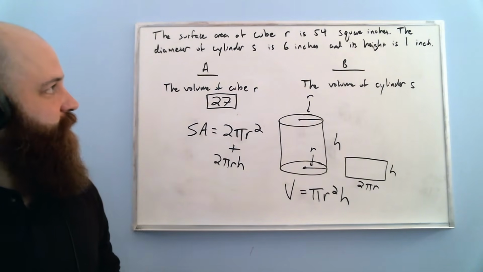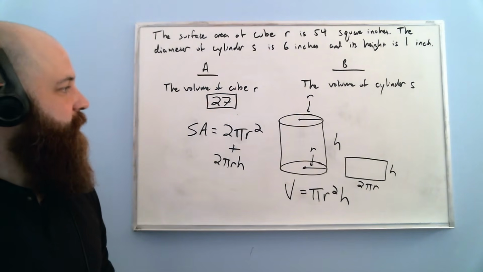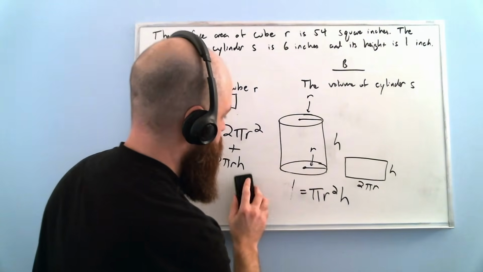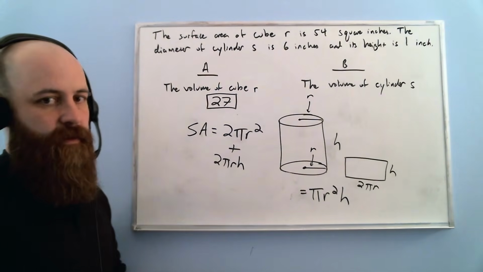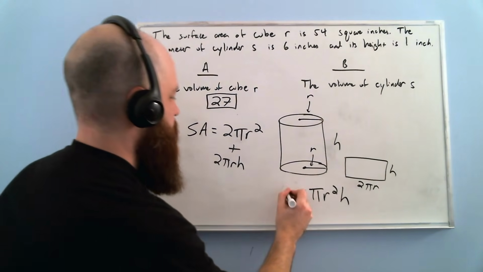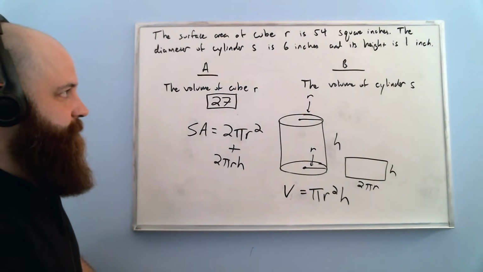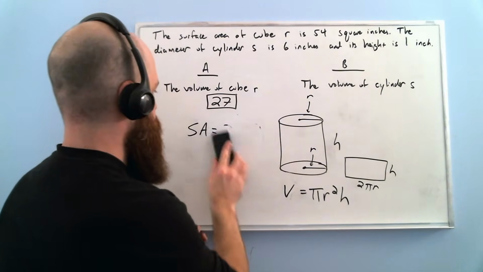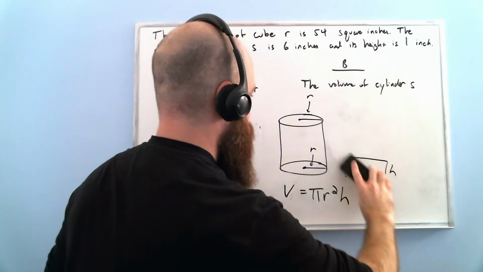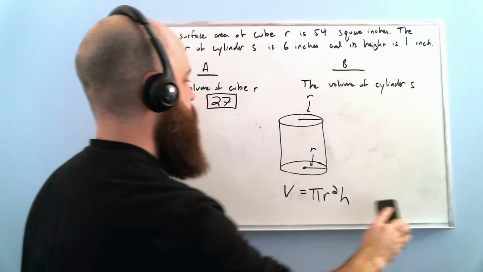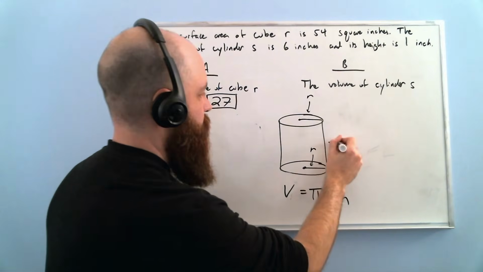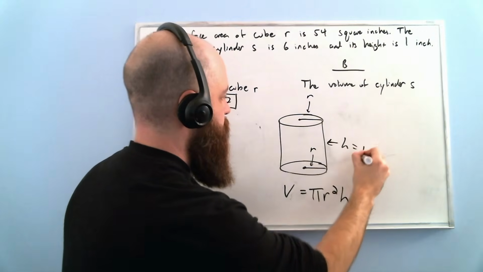So this question, we actually just need the volume, but you'll encounter questions later on in this problem set and possibly on your GRE that will require you to use the surface area formula, so that could also potentially be useful. Okay, so volume of cylinder S. What am I told about cylinder S? Well, the diameter is 6 and the height is 1. Okay, I'll get those on my diagram. This height right here is equal to 1.